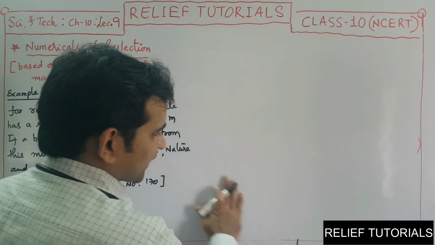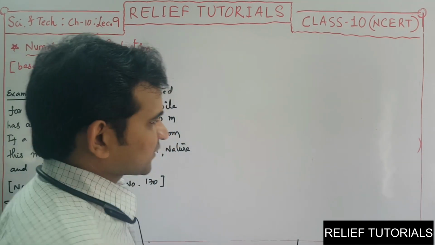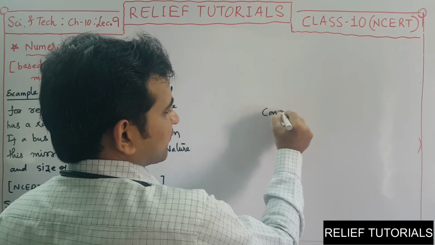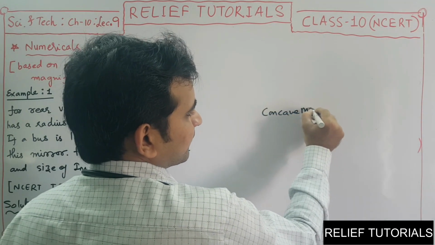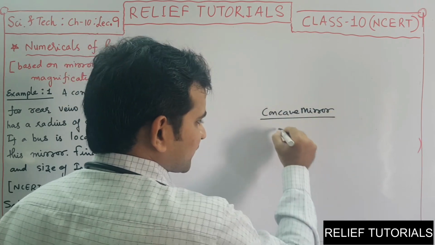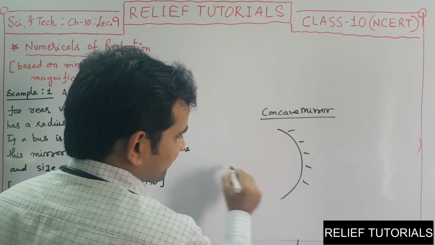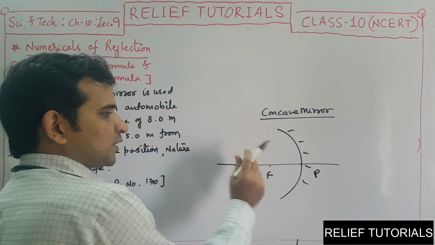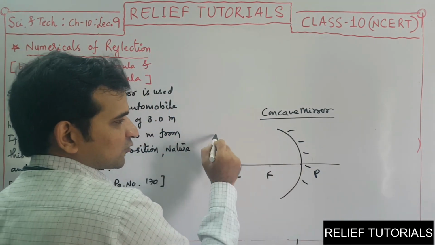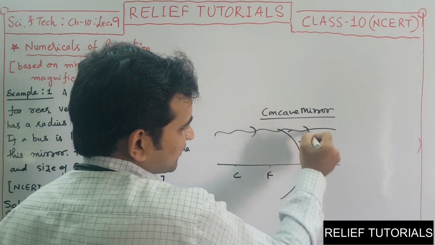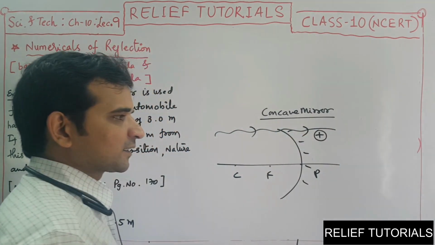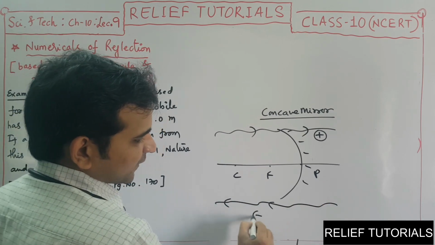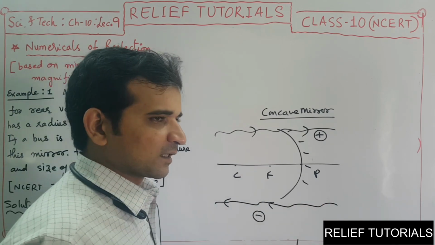We have to take care about the Cartesian sign conventions. Let me give you some hint. For a concave mirror, let us say this is the concave mirror. Here are P, F and C. The object will always be on this side. So this direction will be the direction of incident ray, and that will be positive. And this direction will always be negative because it is opposite to the incident ray.